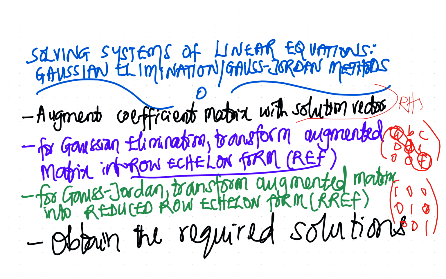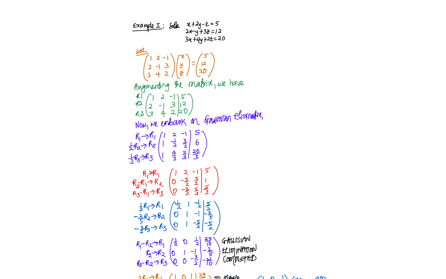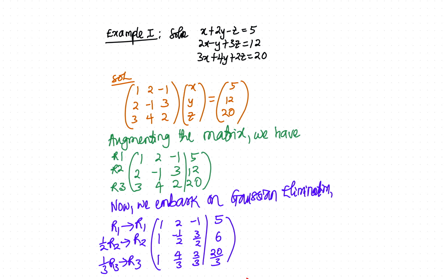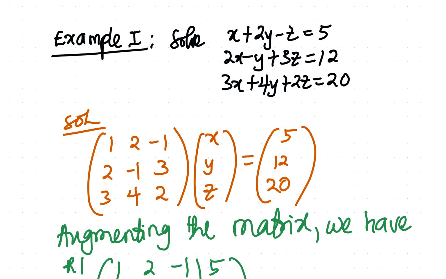The next thing will be to obtain the required solutions. Okay, so let's go ahead and talk about the first example. Now, one advantage of Gaussian elimination and the Gauss-Jordan method is that, in the previous two videos, I always gave you a 2x2 matrix first and then 3x3. But here I'm starting with 3x3 because after this, I'll be using a 4x4.